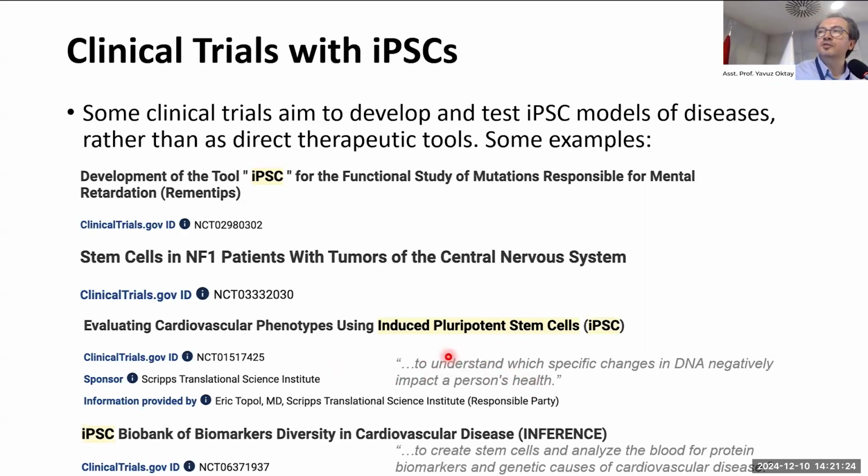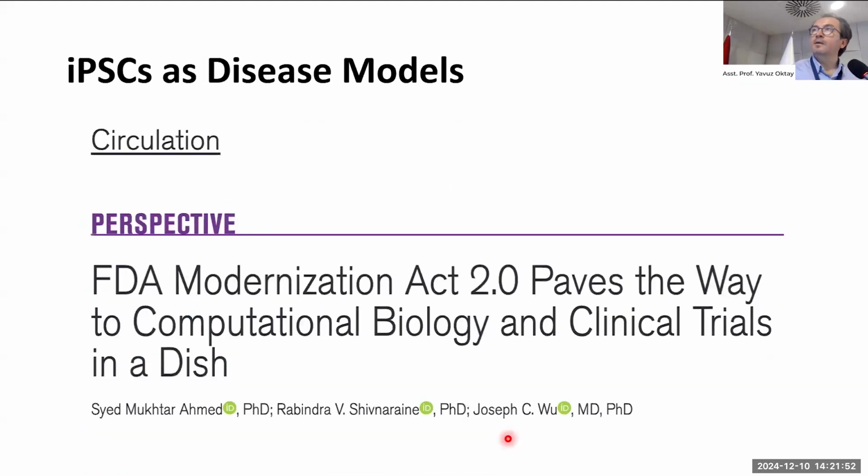Some of them try to bring together genetics to make predictions about health or disease course, or to develop treatments, basically to combine the genetics of the patients together with iPSC models. And these two are related to cardiovascular diseases. I put two of them here.